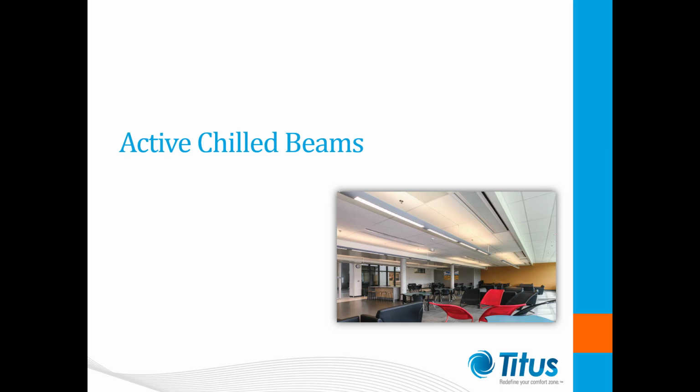An effective method to reduce reheat is to decouple the ventilation and sensible cooling loads using active chill beams. Active chill beam systems have been used in Europe for many years and first started to appear in North American buildings in the mid-2000s.